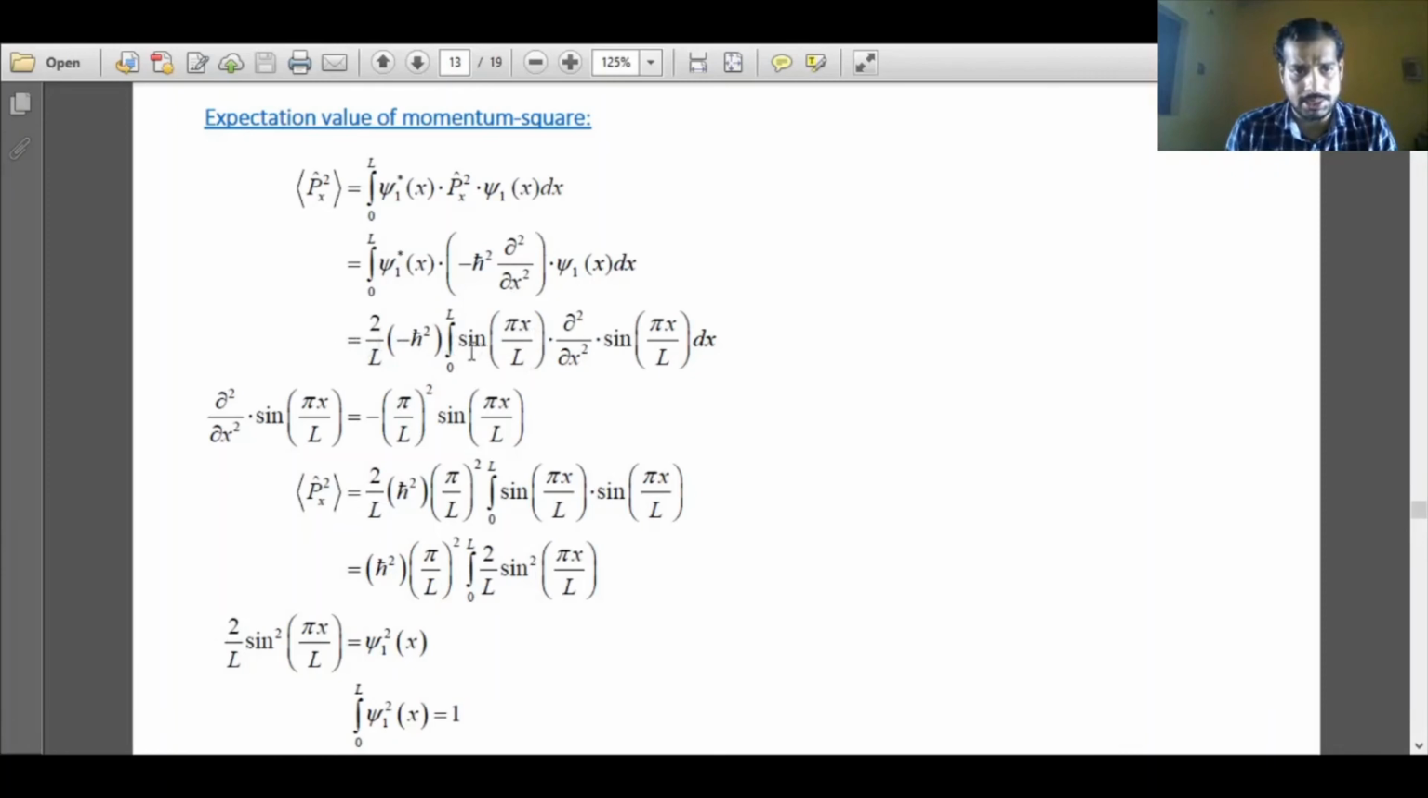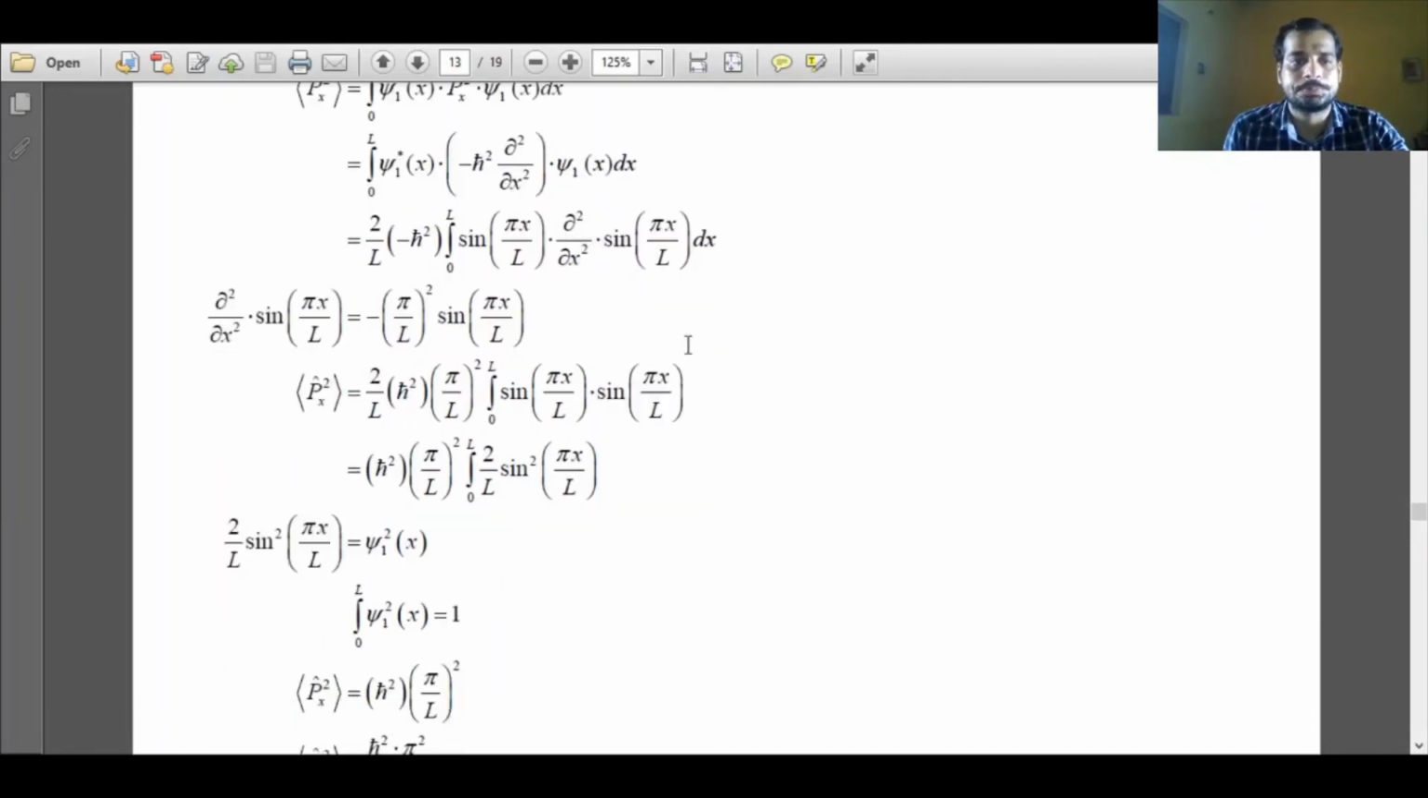There are two root over of 2 over L. So if I take the square, it will be 2 over L, and that comes out of the integration. Similarly, h bar square is also a constant, so minus h bar square comes out of the integration. Within the integration I have sine pi x over L into d square over dx square of sine pi x over L dx. Now what will be this term, d square over dx square of sine pi x?